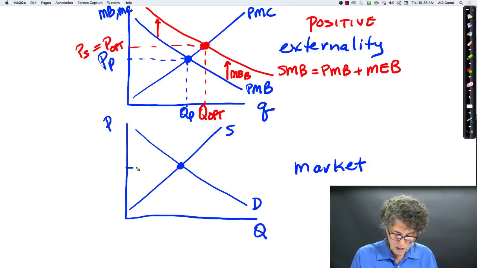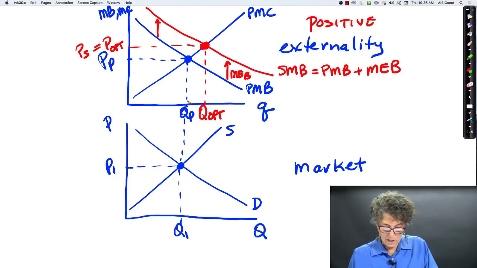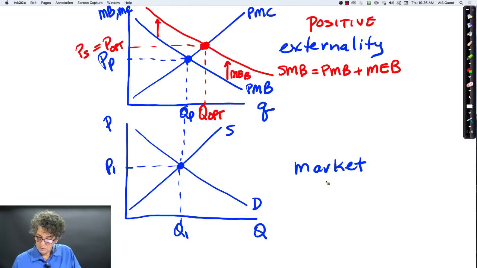We'd have a market equilibrium price, P1, and a market equilibrium quantity, Q1, that is the same as the private quantity. So initially we'd have quantity Q1, which is equal to the private optimal quantity. We, however, as a society, want to encourage a greater amount of this product because there are external benefits to the rest of us from people, say, getting educated. Just an example.